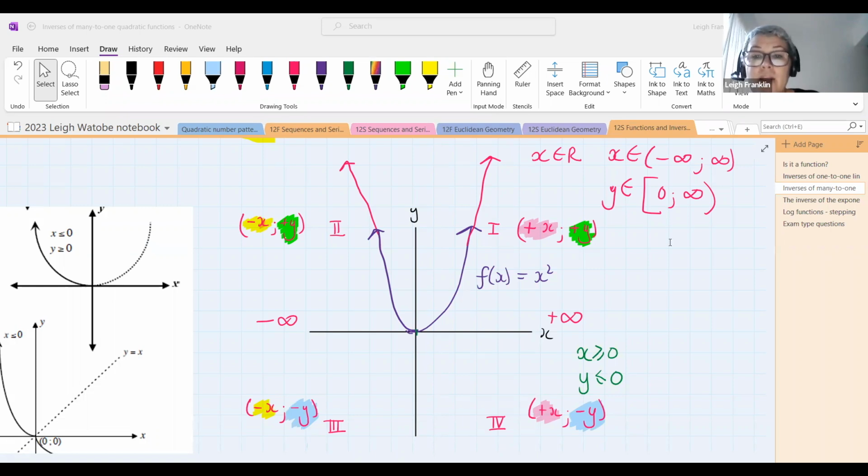Lutando, square brackets are where numbers are included. Round brackets are where numbers are not included. Okay, so now when we say it can be included, this is what we mean.